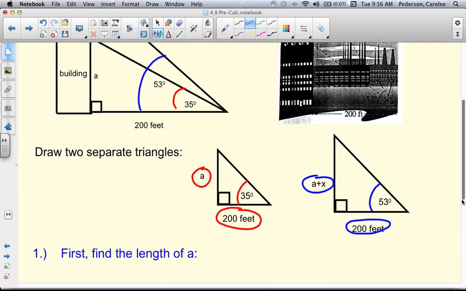So what we're going to do first is we're going to find the length of A. How tall the building is. Who can tell me how we find A? The distance of A. Tangent, great. So you're recognizing that in that smaller triangle, this is side opposite, and this is side adjacent. So you're going to choose the tangent.